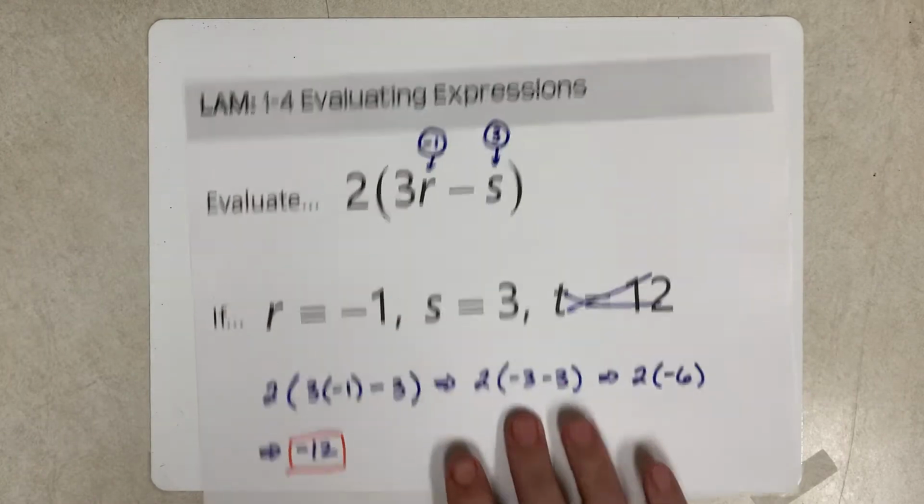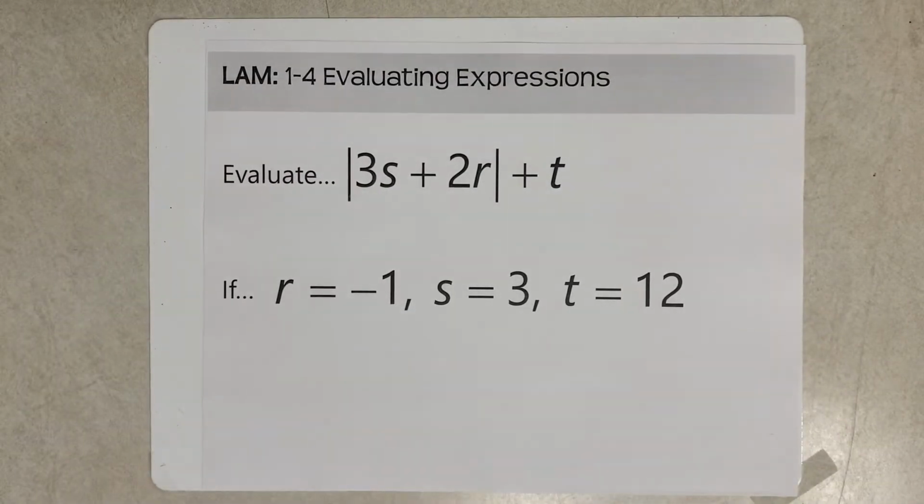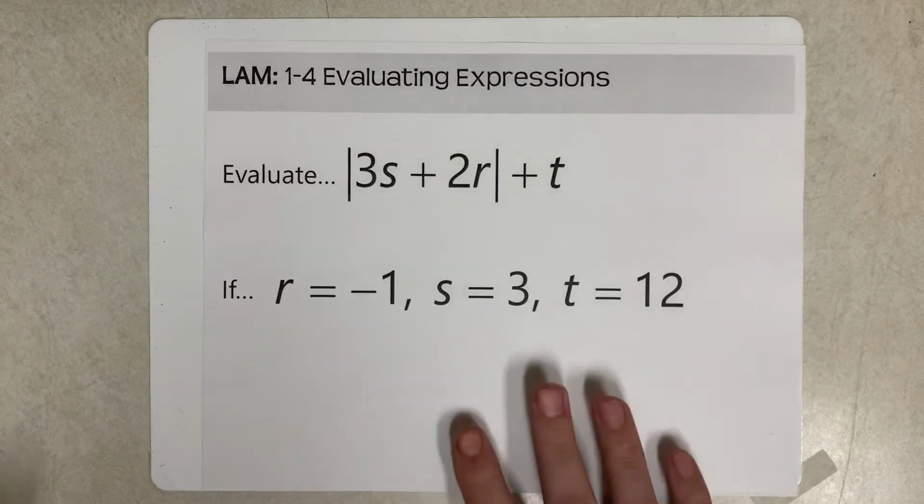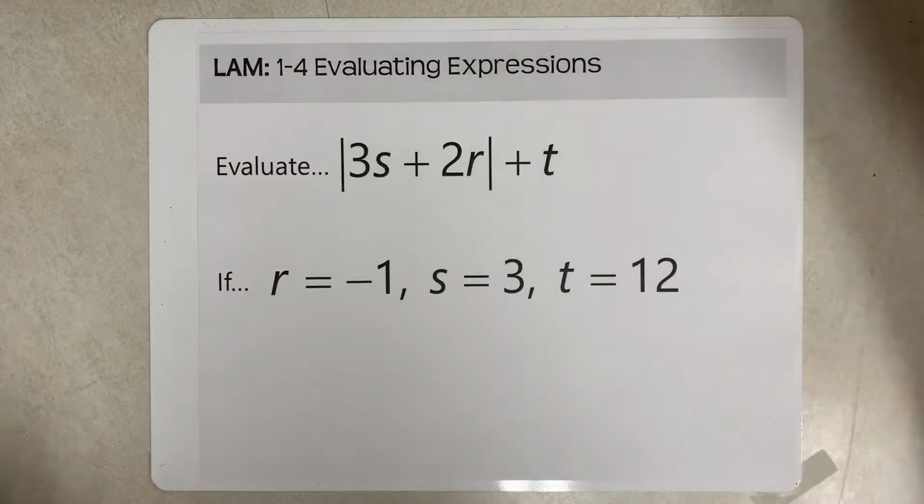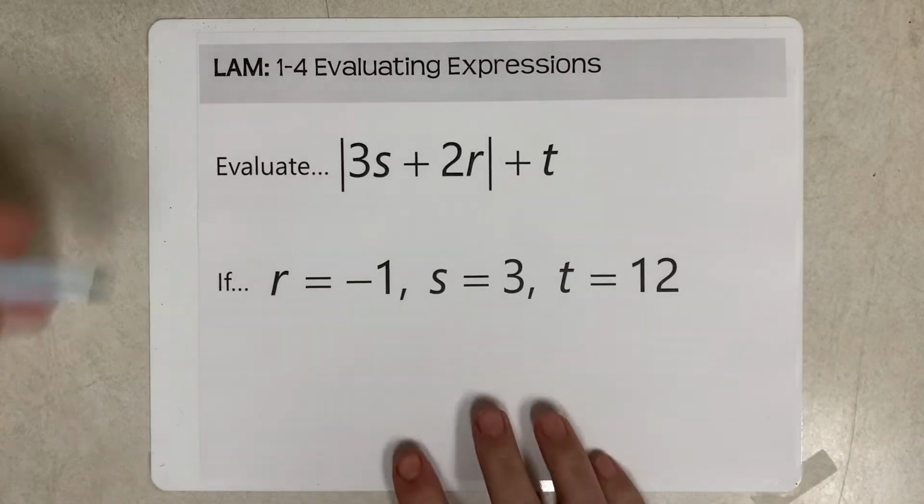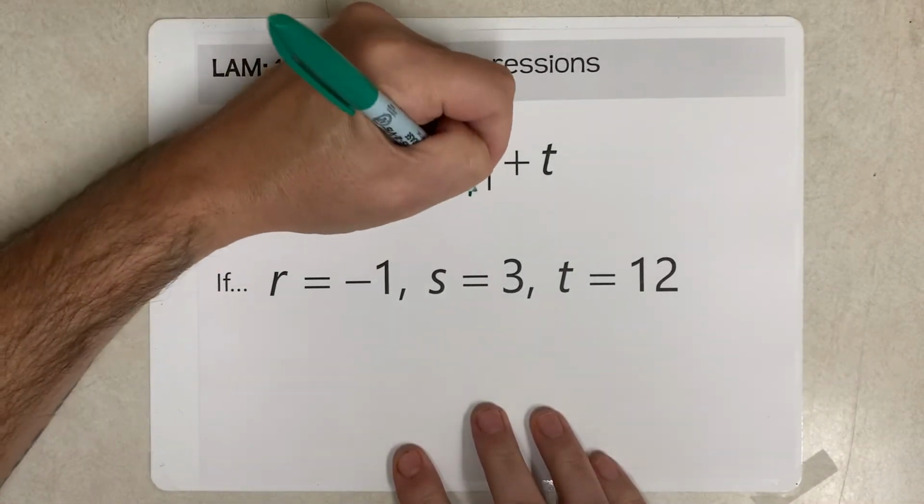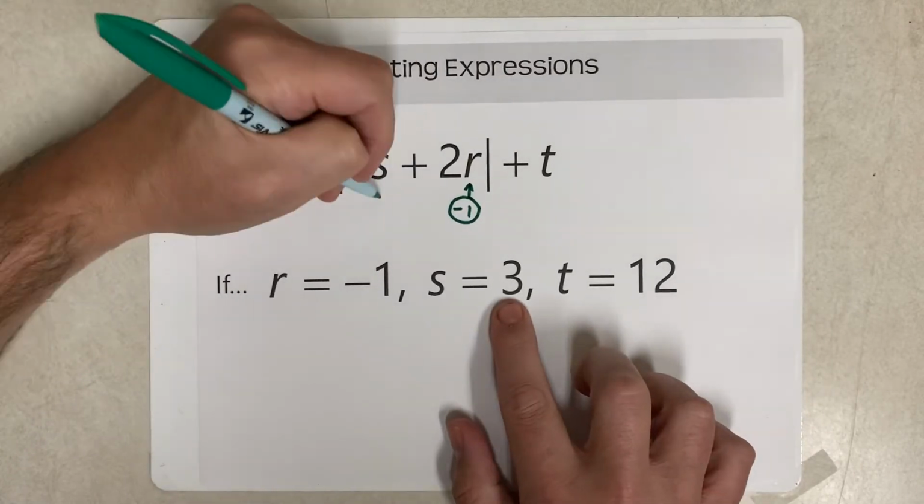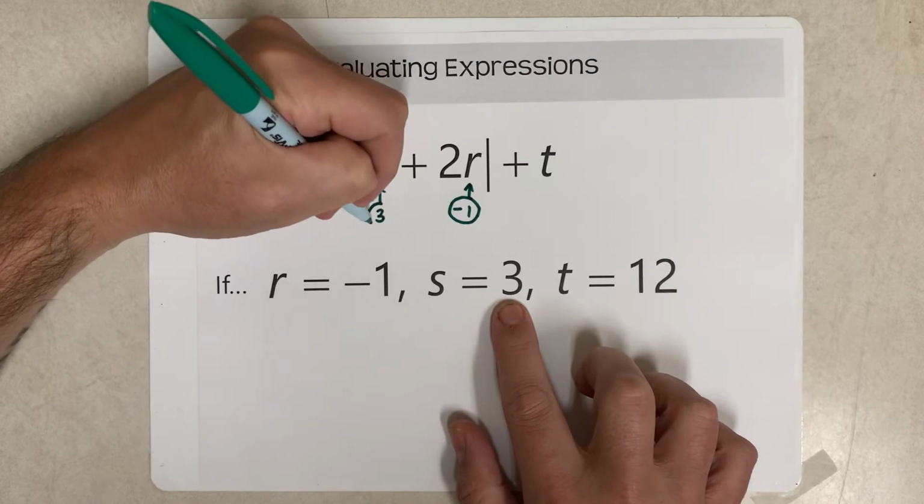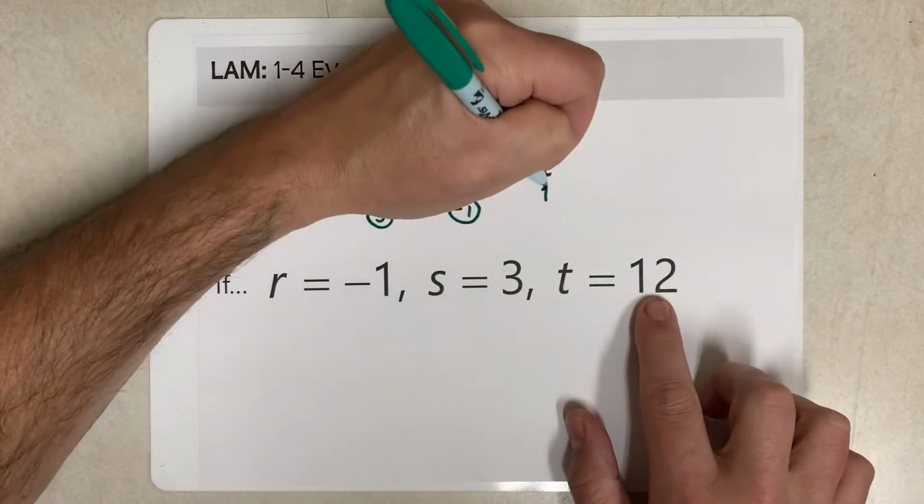All right, a couple more here. We got this one. Let's plug some numbers in. We'll go with the green marker this time. All right, R is -1 again. That's it for that. S is 3. And T is 12.